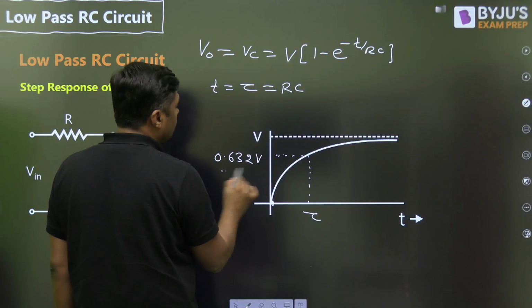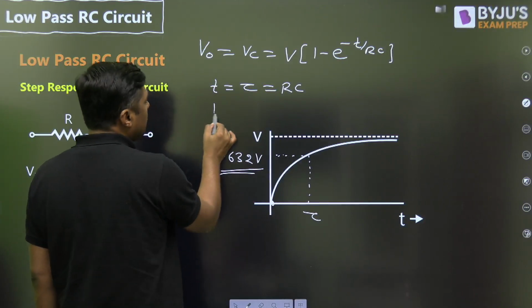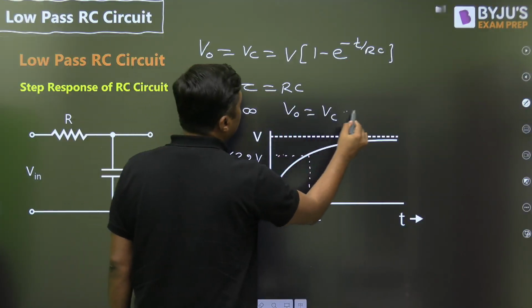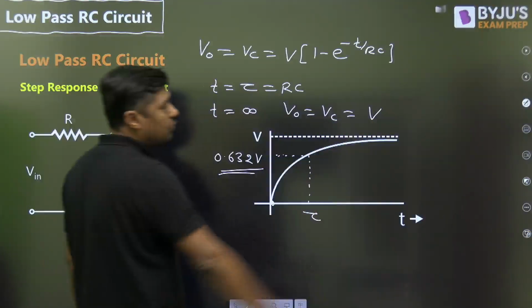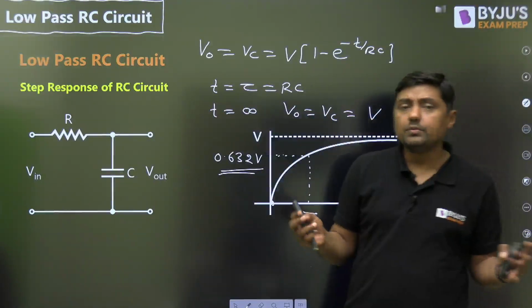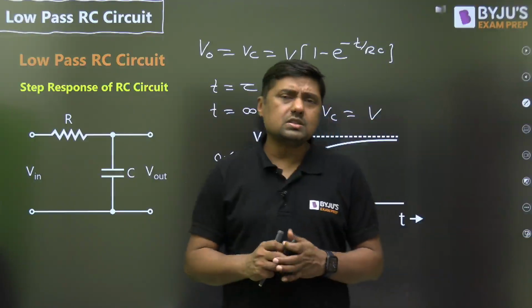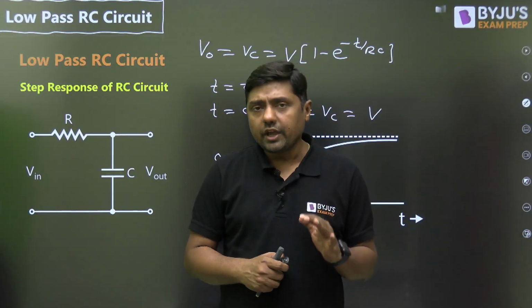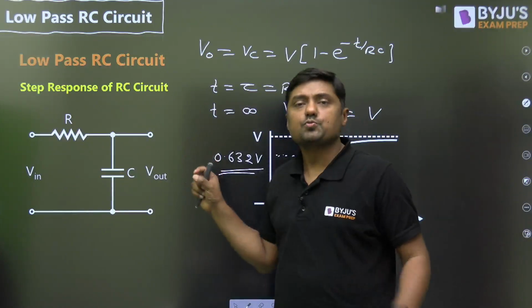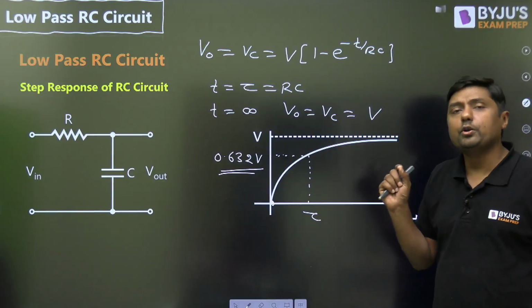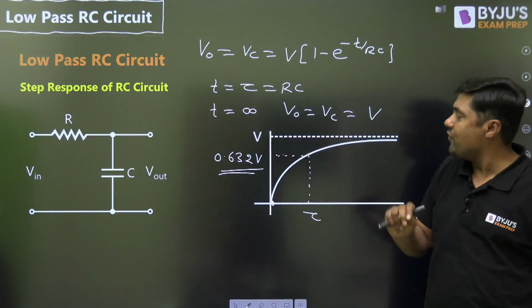0.632 of final value. What is the meaning of the final value? Exactly at t equal to infinite, V0 is equal to Vc will become what? V. This is called final value. And what is the initial value? That is 0. So now this is a simple RC circuit, that is called low pass RC circuit. Okay, and that is called what? Step response. And in one time constant, it will charge up to around 63.2% of maximum value.